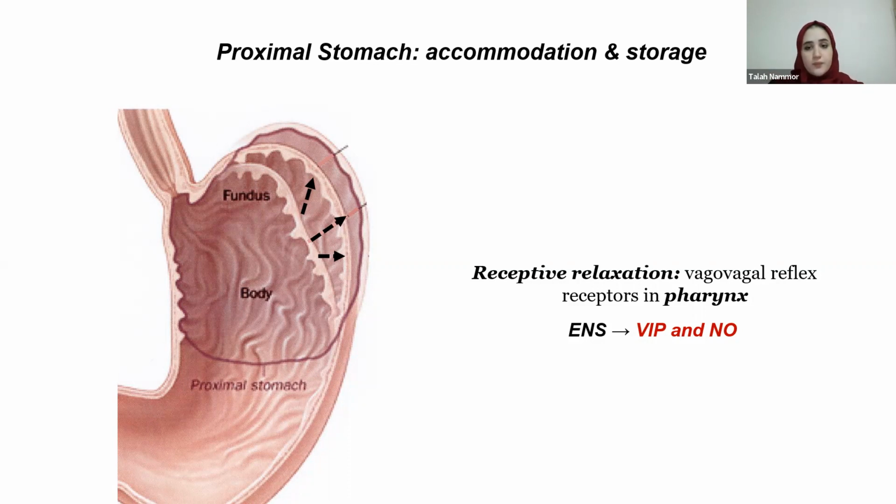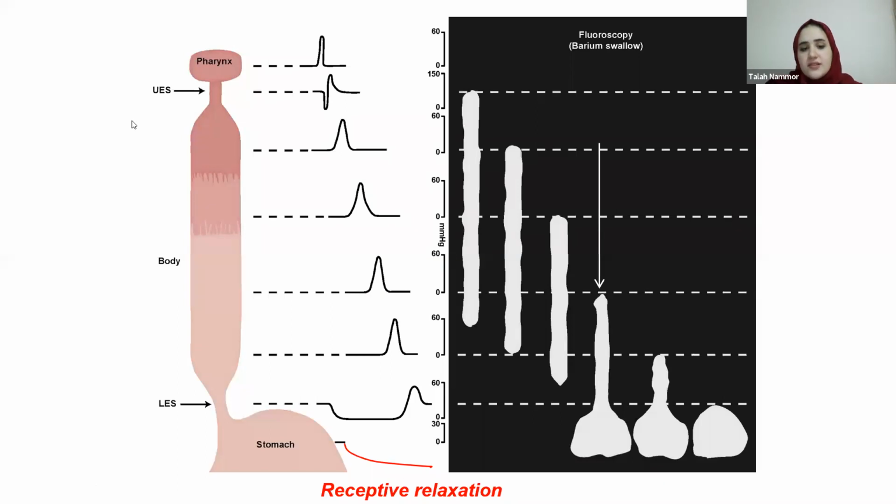Is this clear? So basically, the fundus will relax, and it's the same thing. It's called receptive relaxation, because the pharynx in here will send signals through the vagus nerve.